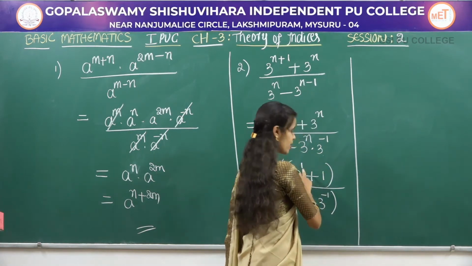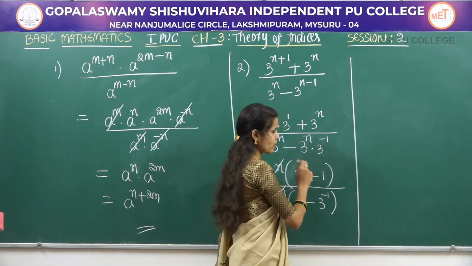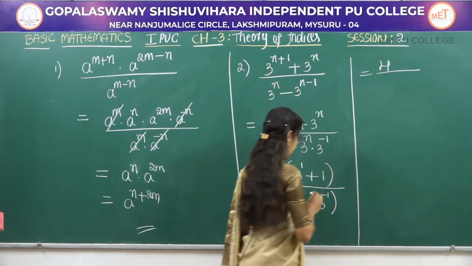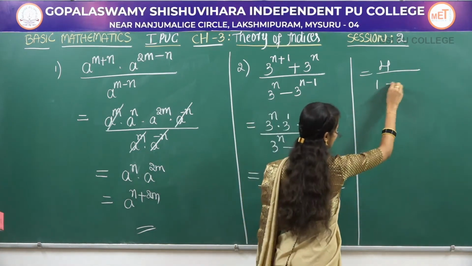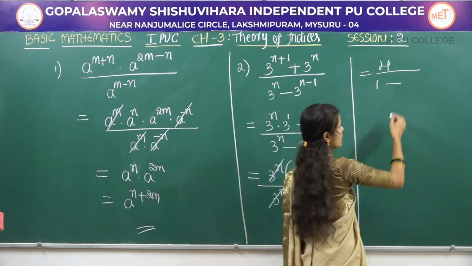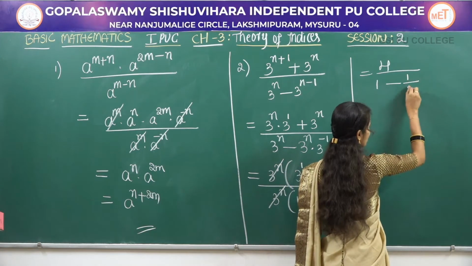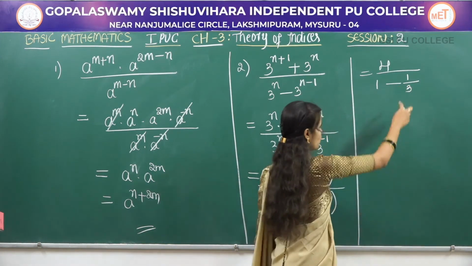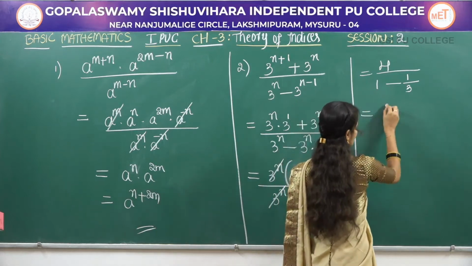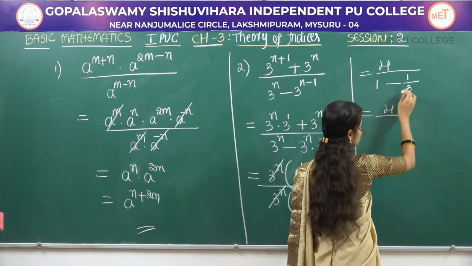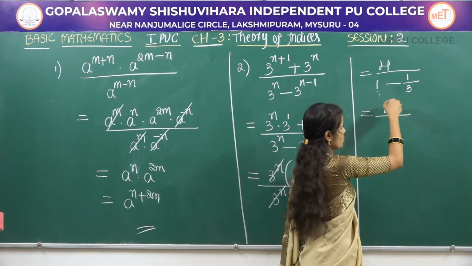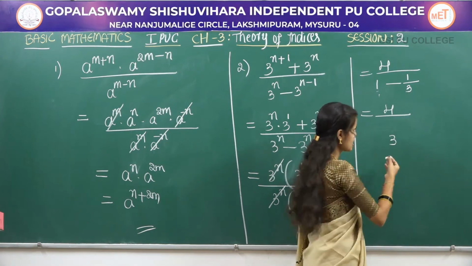Here 3 to the power of 1 means 3. 3 plus 1 is 4. So 4 by 1 minus 3 to the power of minus 1, which can be written as 1 by 3. Taking it into the denominator, 3 to the power of minus 1 becomes 1 by 3 to the power of 1, or 3. Now simplify. Subtract these two terms. Find the LCM for the denominators. Your denominators are 1 and 3, so the LCM is 3.